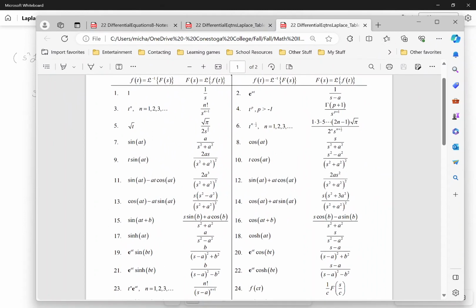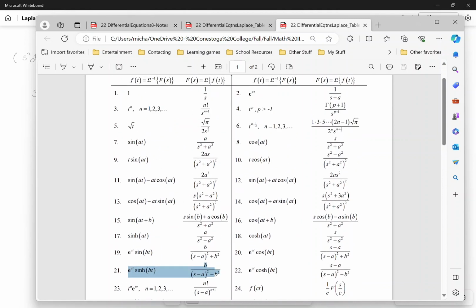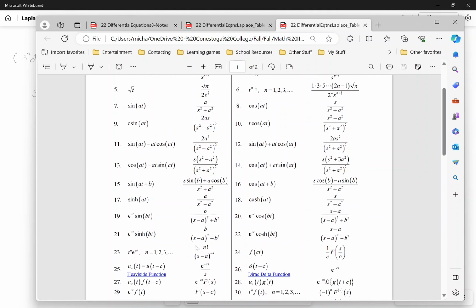If you look carefully, you see this s minus a squared plus b squared. You can get this equation using a property applied to sine at. If you use the frequency shift property, which I will discuss in this lecture, and you shift the s by a, you're going to get equation 21. But we can just go into the table and use this equation directly.